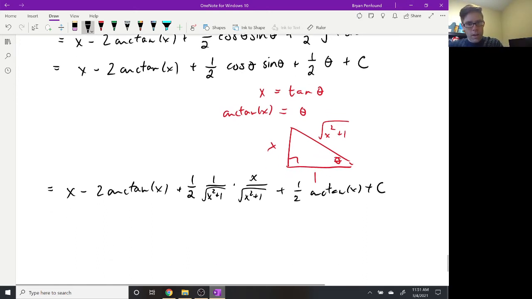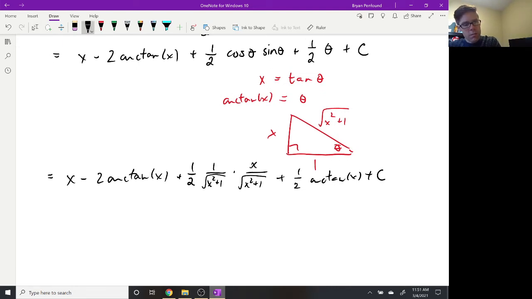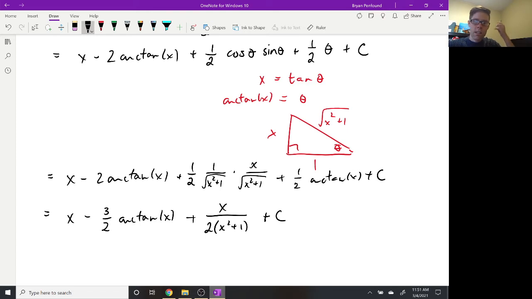And then if we wanted to, we could simplify this just a touch. We have x, we have negative 2 plus 1/2, so we get negative 1.5 arctan x when we combine them. And then let's clean this fraction up a little bit too. We're going to get x in the numerator. We're going to get 2 times x squared plus 1 in the denominator, plus our constant of integration. So that should do the trick for this particular question.